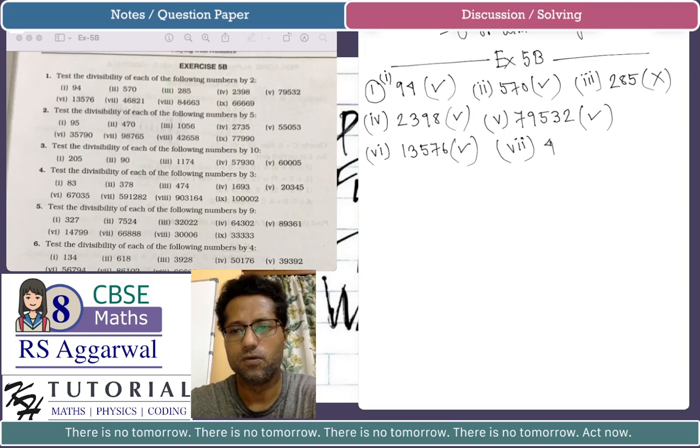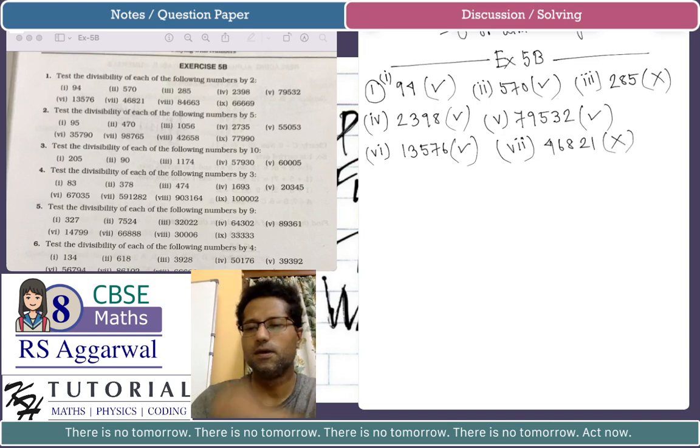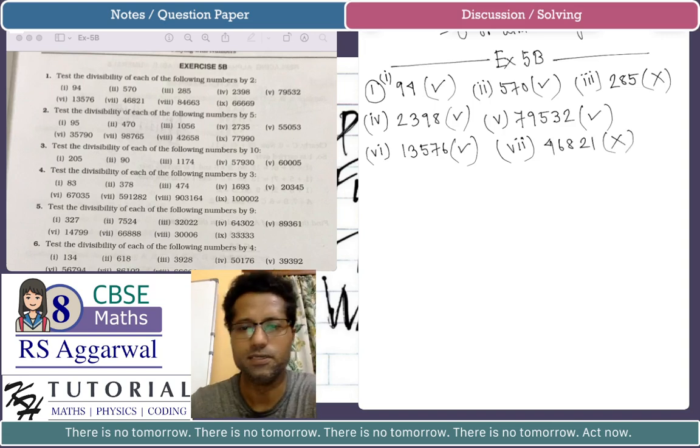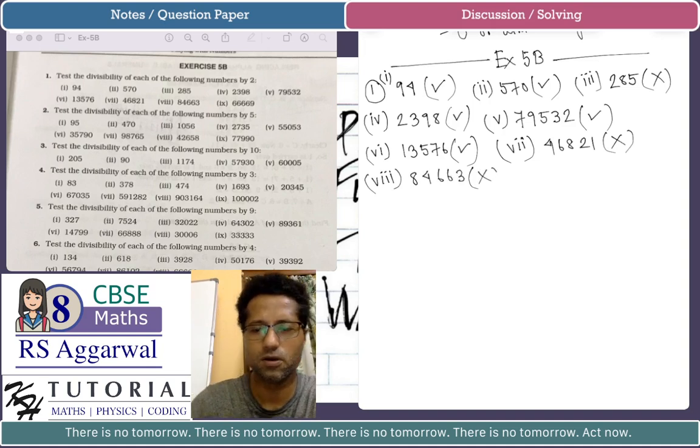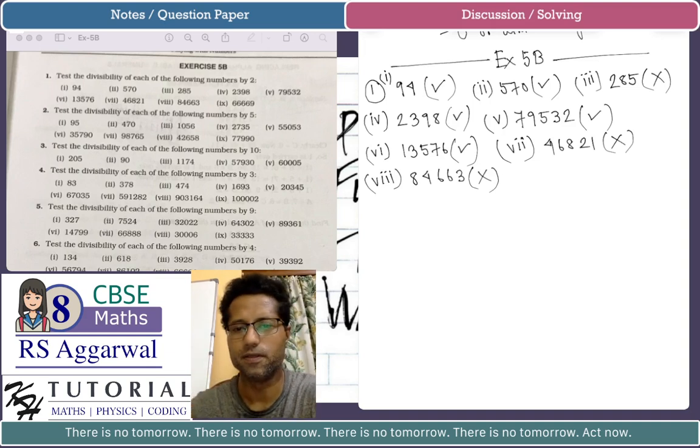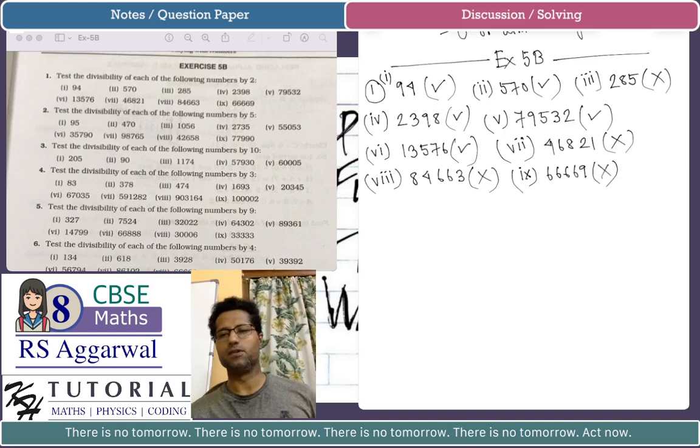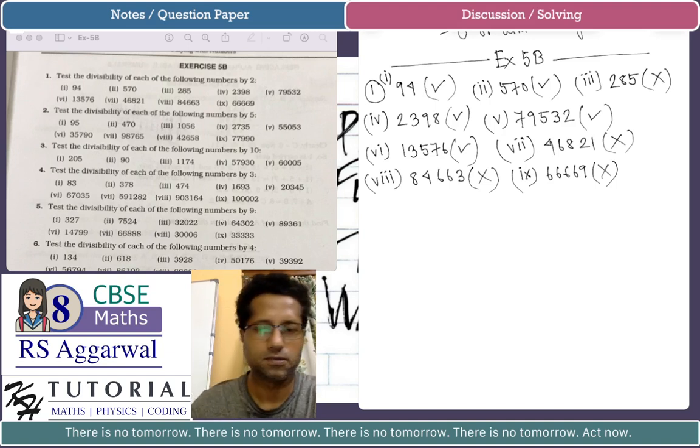7, 4, 6, 8, 2, 1. This is not divisible by 2 because it is ending with the digit 1, which is an odd digit. 8, 4, 6, 6, 3. This is not divisible by 2 because it is ending with an odd digit, that is 3. And 9, 6, 6, 6, 6, 9. This is not divisible by 2 because it is ending with the digit 9, which is an odd digit. Okay, so that was problem number 1.